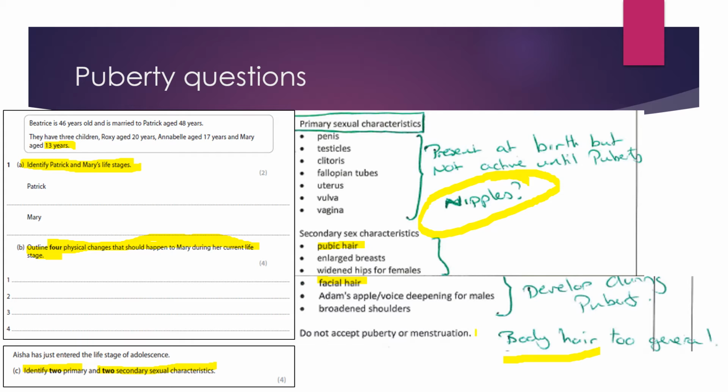The only other points it flags up here is that just saying puberty isn't a feature of puberty, because that's what you're going through, and menstruation on its own I don't think necessarily would be worth it. You'd have to say that menstruation would begin, and that's a characteristic, menstruation beginning.